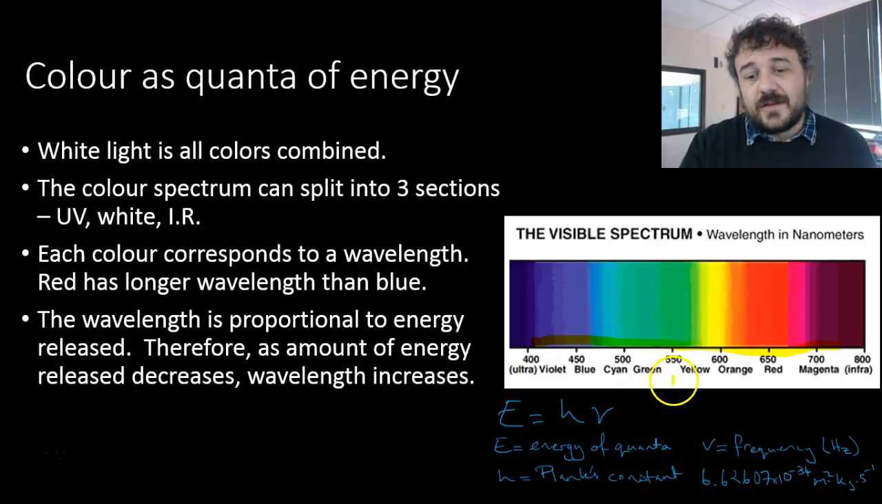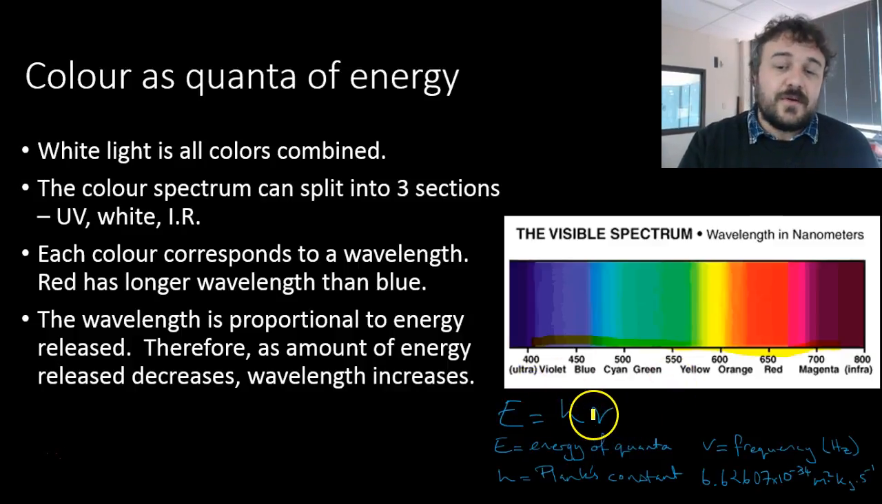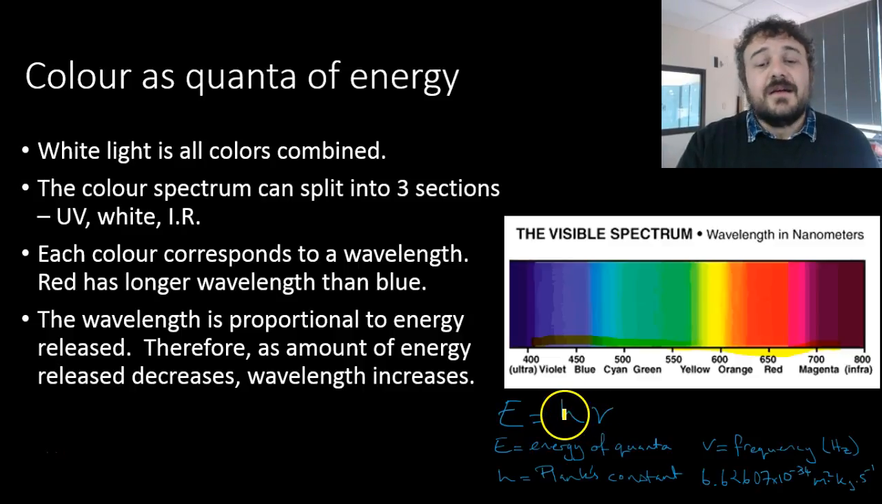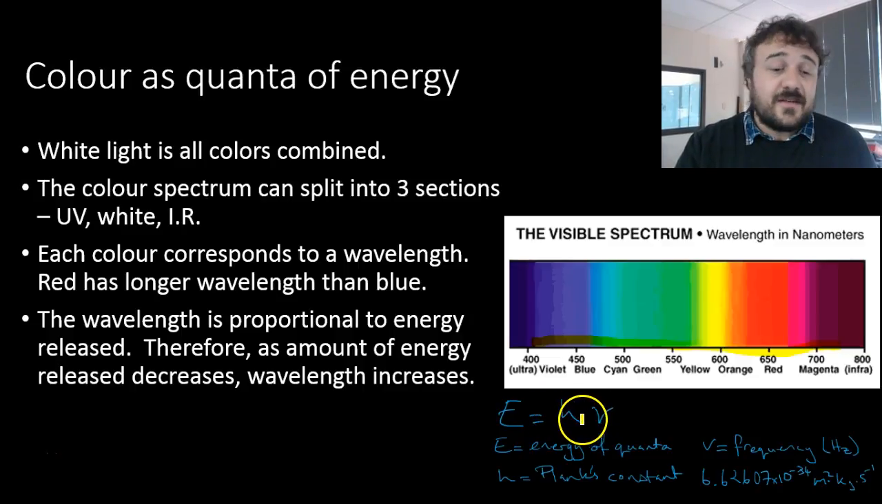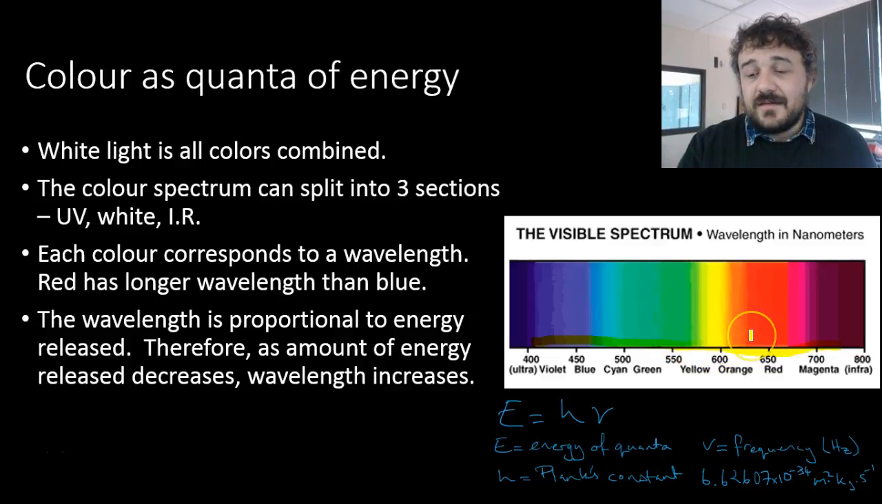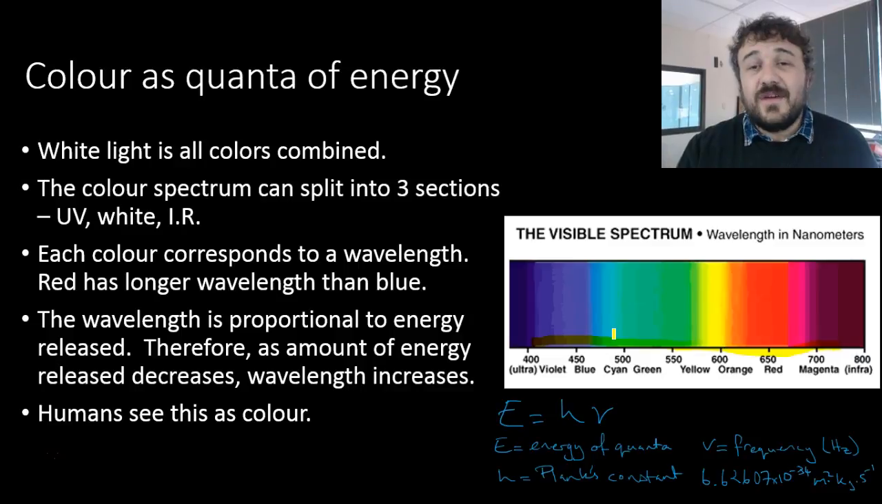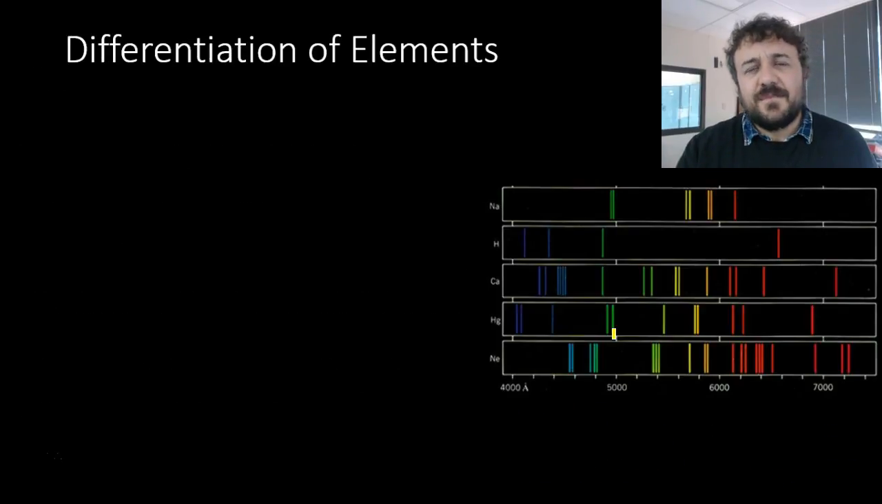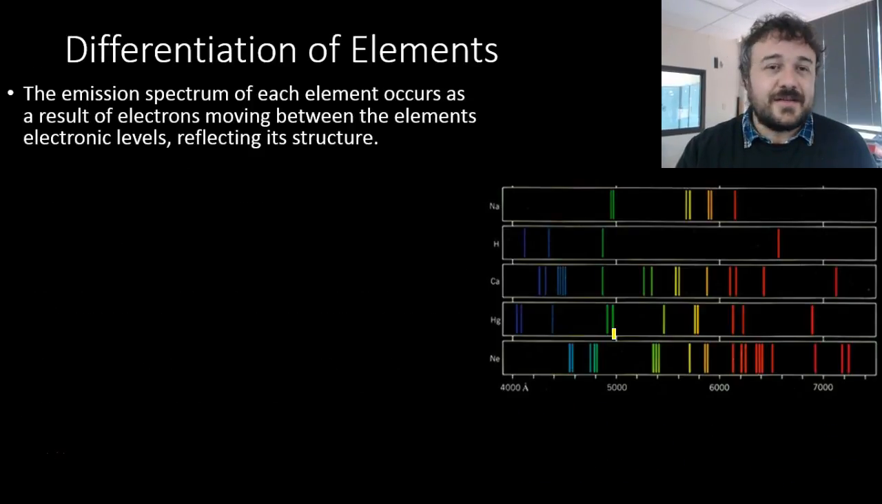So, using this formula here, once we've worked out the wavelength, we can then work out the frequency, multiply it by Planck's constant, and we find as the energy increases, the wavelength decreases. So, red is less energetic than blue light. And we see this really cool interaction as color. Like, that's where we get color from. But we can also use it to differentiate elements, and that's rad.